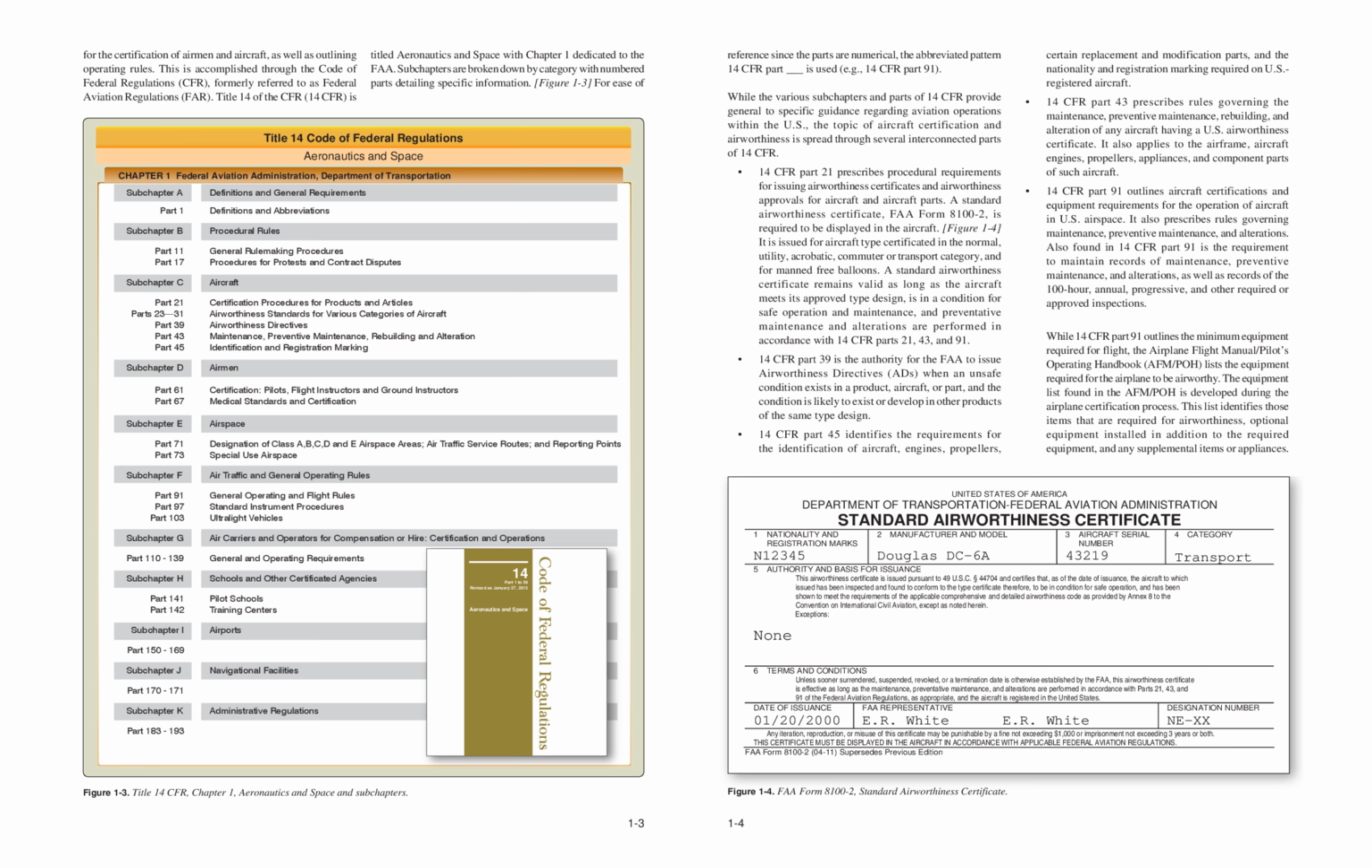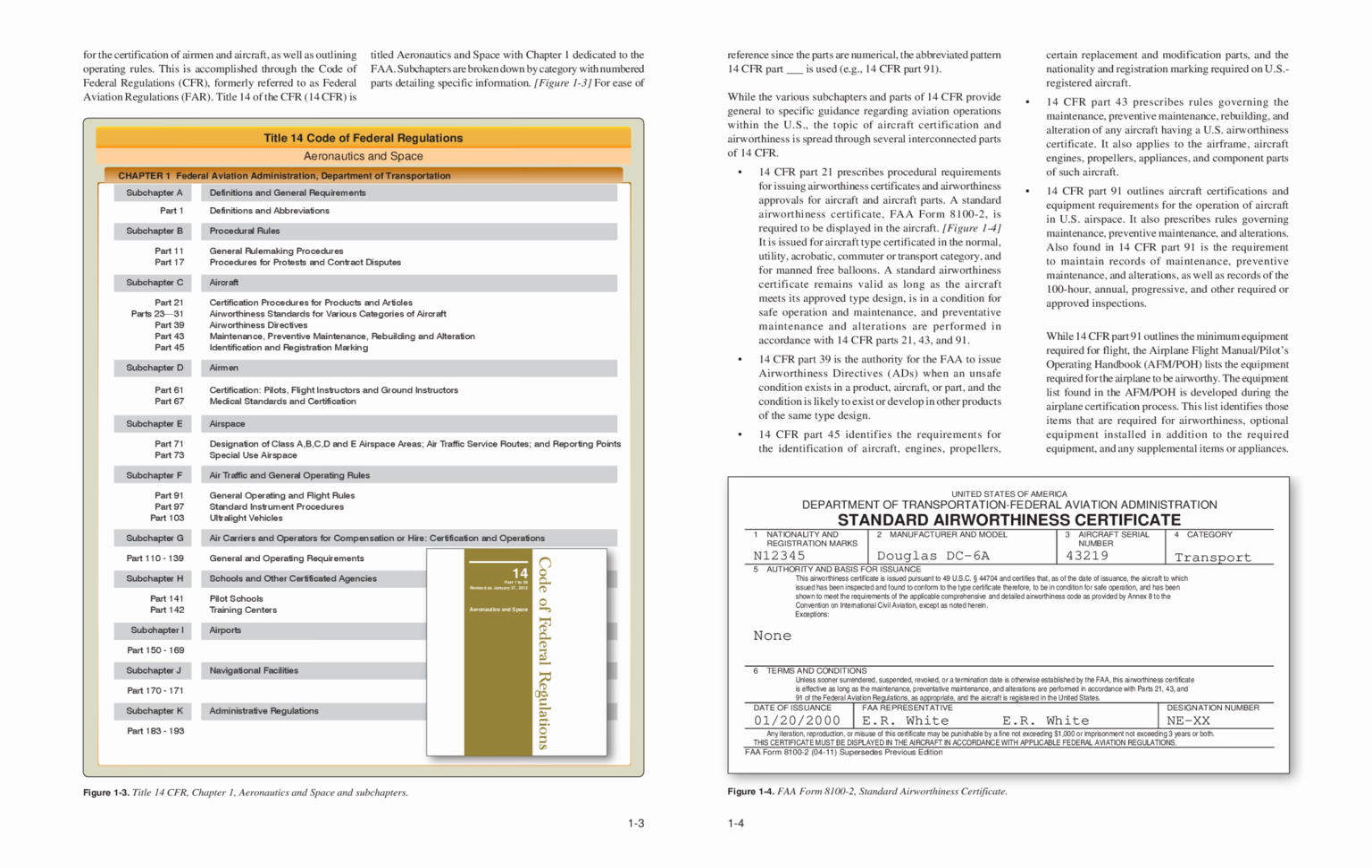14 CFR Part 1 to 59. Revised as of January 27, 2012. Aeronautics and Space. Subchapter H. Schools and other certificated agencies. Part 141. Part 142. Pilot schools. Training centers. Subchapter I. Airports. Part 150 to 169. Subchapter J. Navigational facilities. Part 170 to 171. Subchapter K. Administrative regulations. Part 183 to 193. Figure 1-3. Title 14 CFR, Chapter 1, Aeronautics and Space and Subchapters.